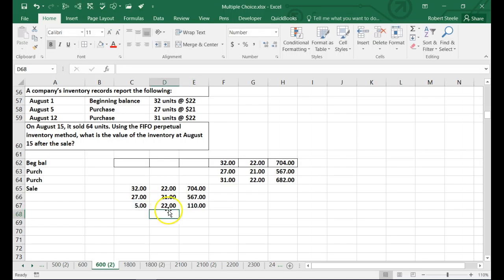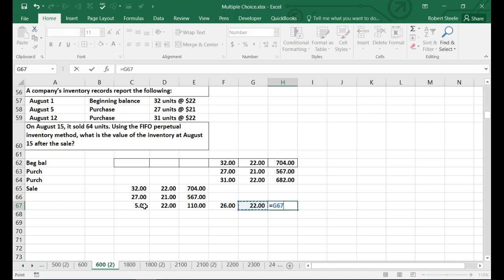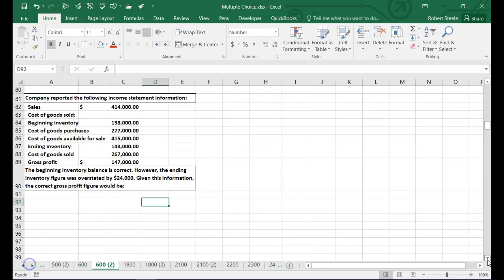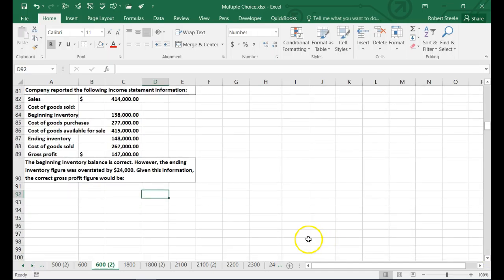Now we're going to basically see what our layers are. And of course, this layer is wiped out. This layer is wiped out. We're only left with part of this 31. This 31 minus these 5 units. That's what we're left with. Those cost $22. Therefore, what we have left in ending inventory is the 26 times the 22. So that's what we have left. That's the ending inventory. They could have asked us for the cost of goods sold of this. And notice what that would be is the sum of these, 1,381.